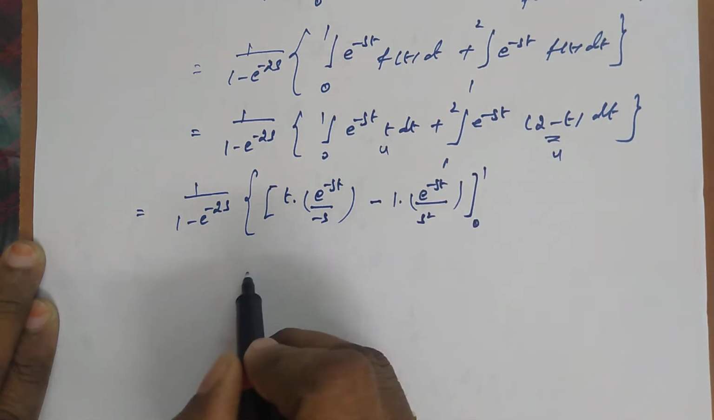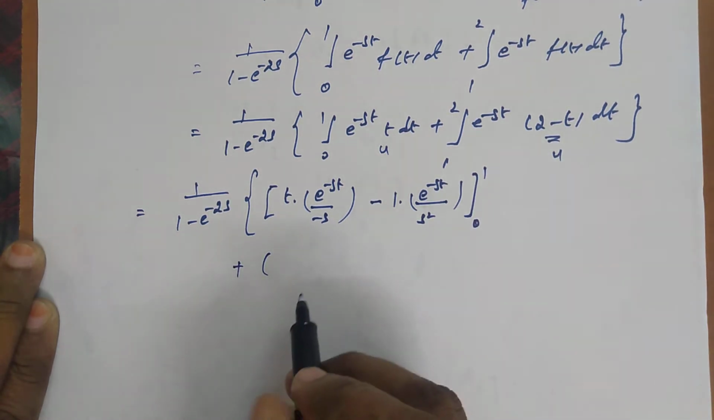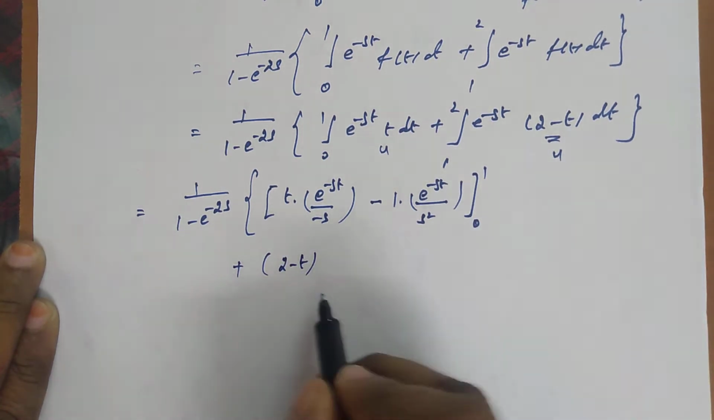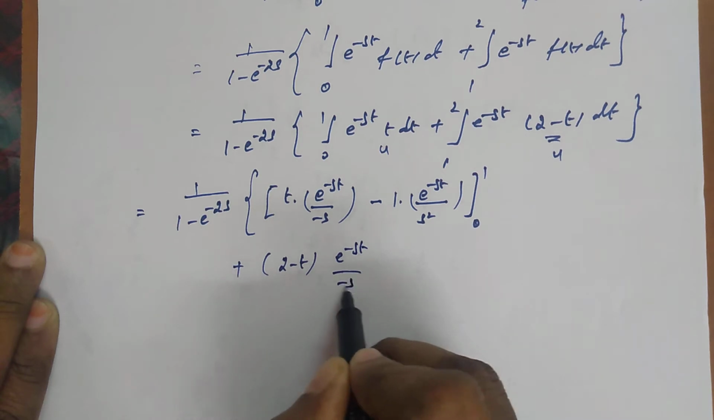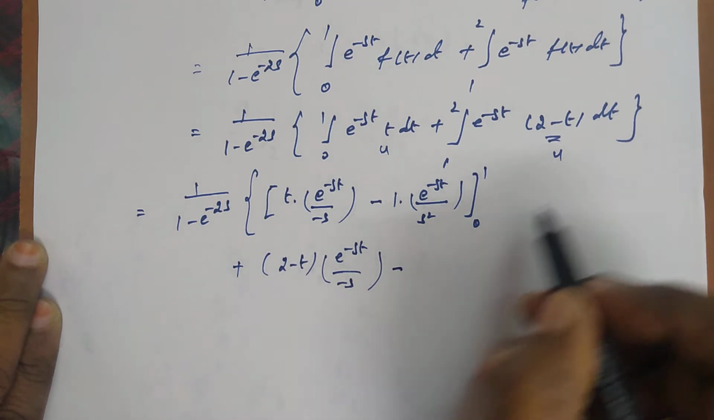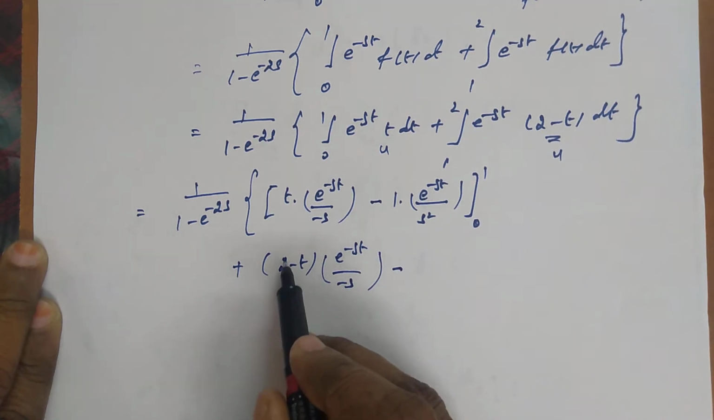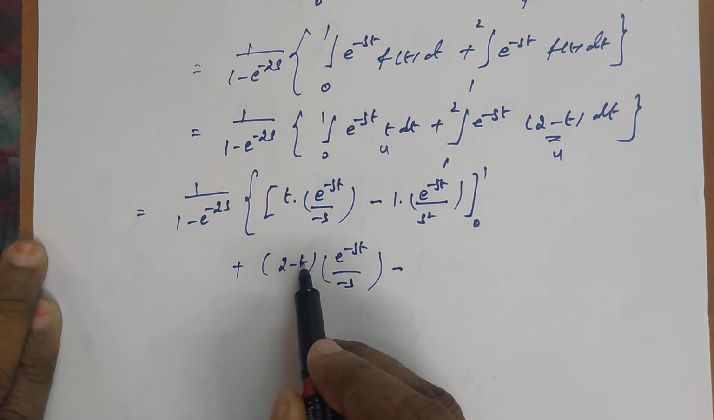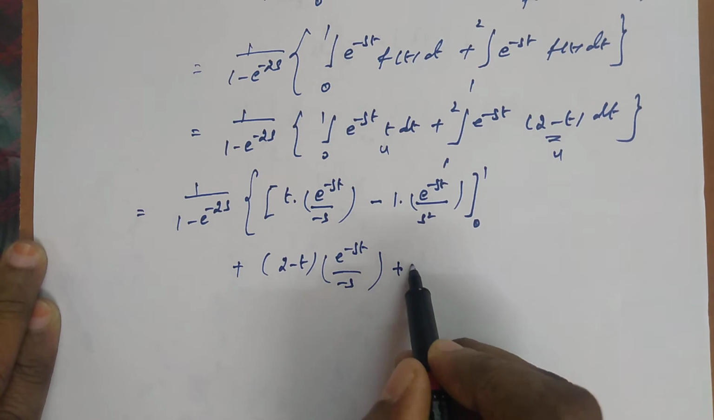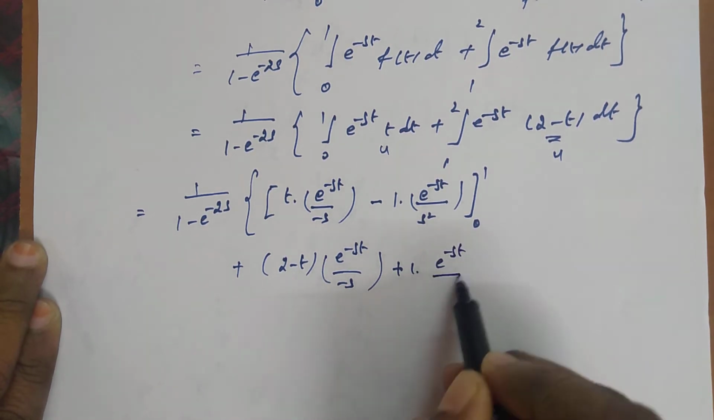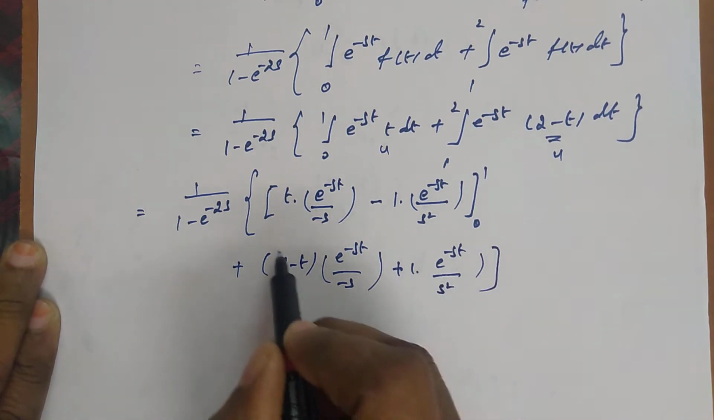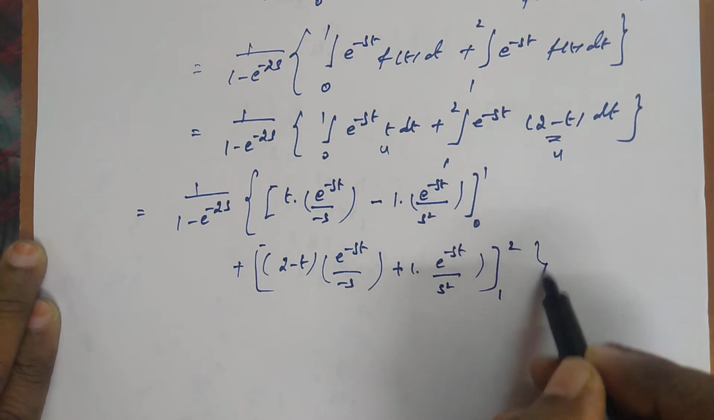In the same manner here also, plus u is 2 minus t. So 2 minus t and e power minus st divided by minus s. And then minus, again the differentiation of 2 minus t: differentiation of 2 is 0, differentiation of minus t is minus 1, and already one minus is there, so this becomes plus e power minus st by s square, with the limit 1 to 2.